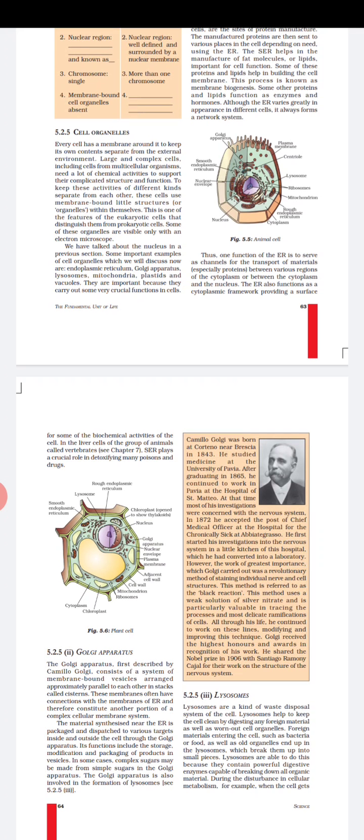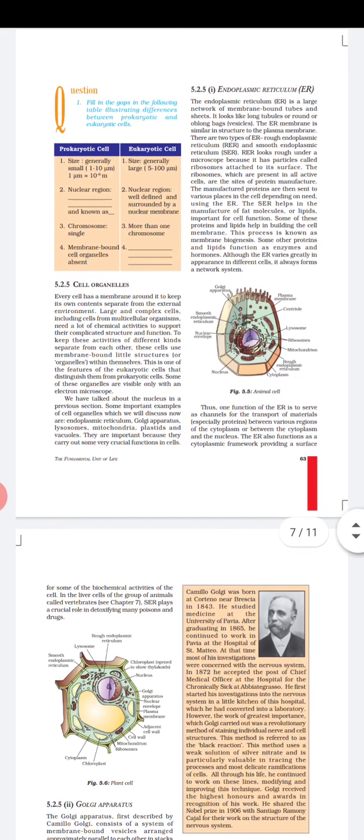Some of these organelles are visible only with an electron microscope. We have talked about the nucleus in our previous section. Some important examples of cell organelles which we will discuss now are endoplasmic reticulum, Golgi apparatus, lysosomes, mitochondria, plastids, and vacuoles. These are important because they carry out some very crucial functions in cells.